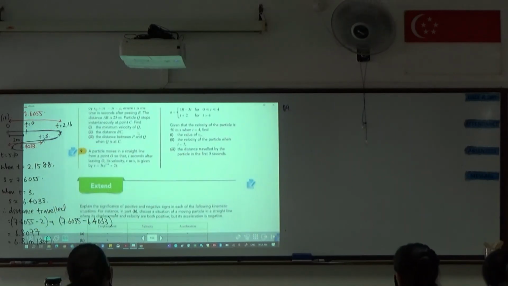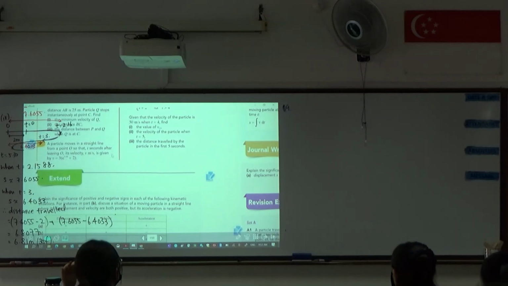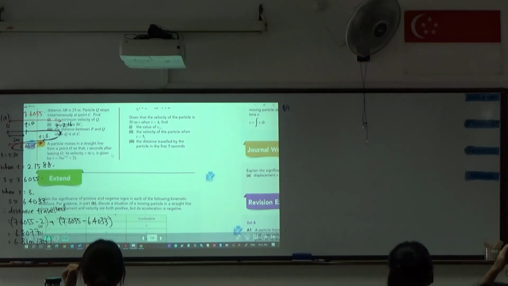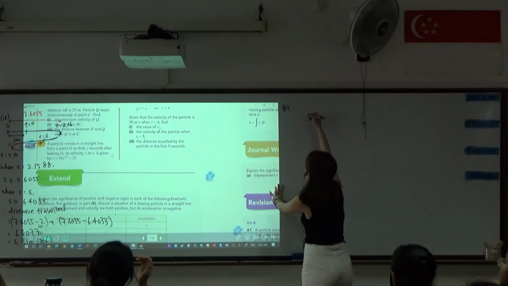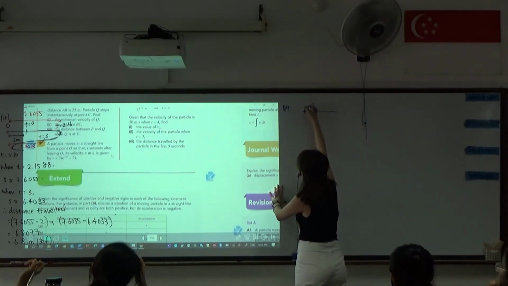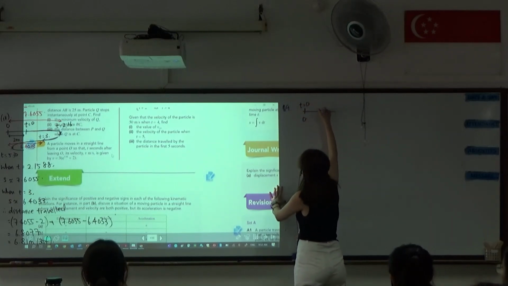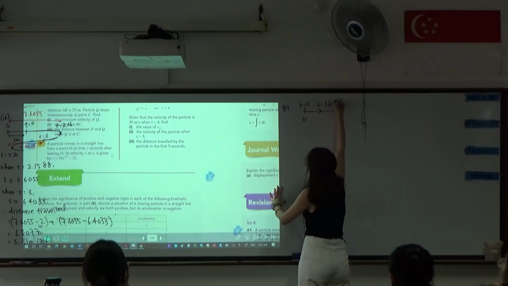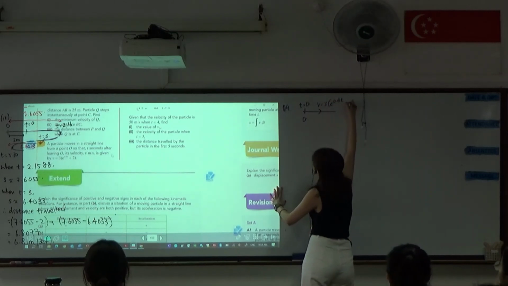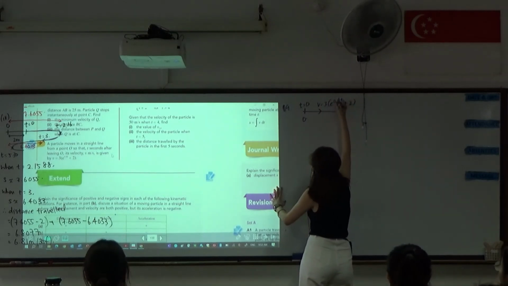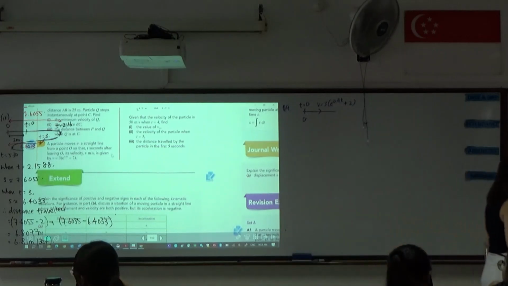The question says, a particle moves in a straight line from a point O so that t seconds after leaving O, its velocity is given by v equals to whatever. So we have a straight line leaving O itself when t equals to 0, and your velocity is given to be this.